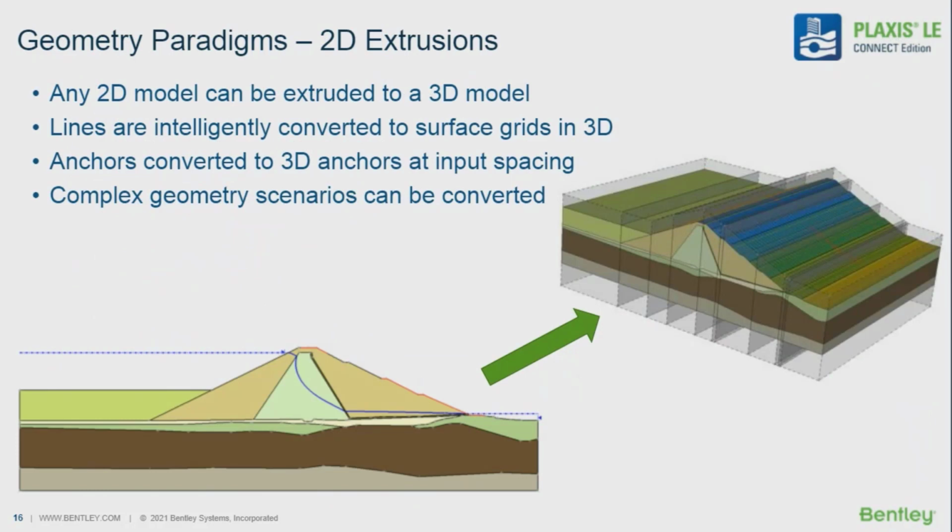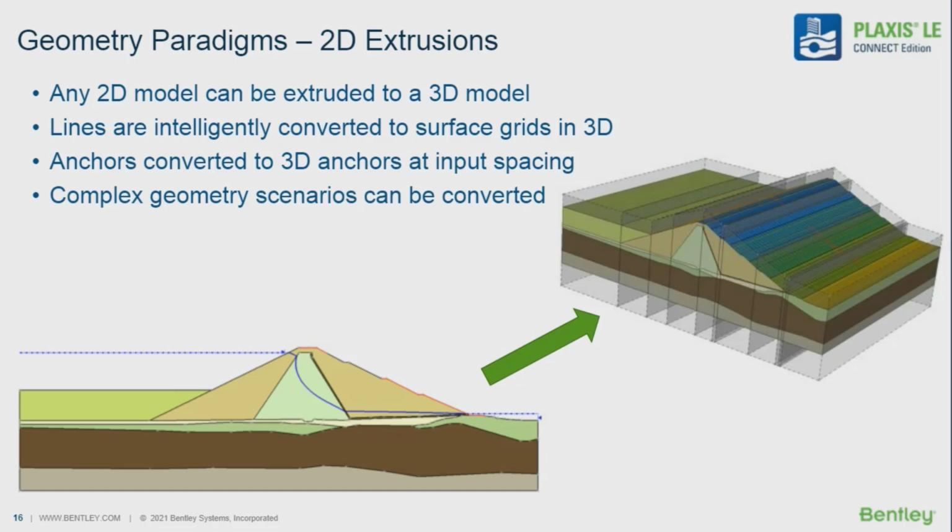So in terms of 2D extrusion, well, this is quite straightforward. From a 2D model, you can save as a 3D and just define the extension of the third dimension. Okay, so any 2D model can be extruded, and the lines are converted to surface grids, as you can see in this example. So the 3D model will contain surfaces and regions, just like we mentioned the closed volume using PLAXIS Designer, so a similar representation. The anchors are converted to 3D anchors at input spacing.